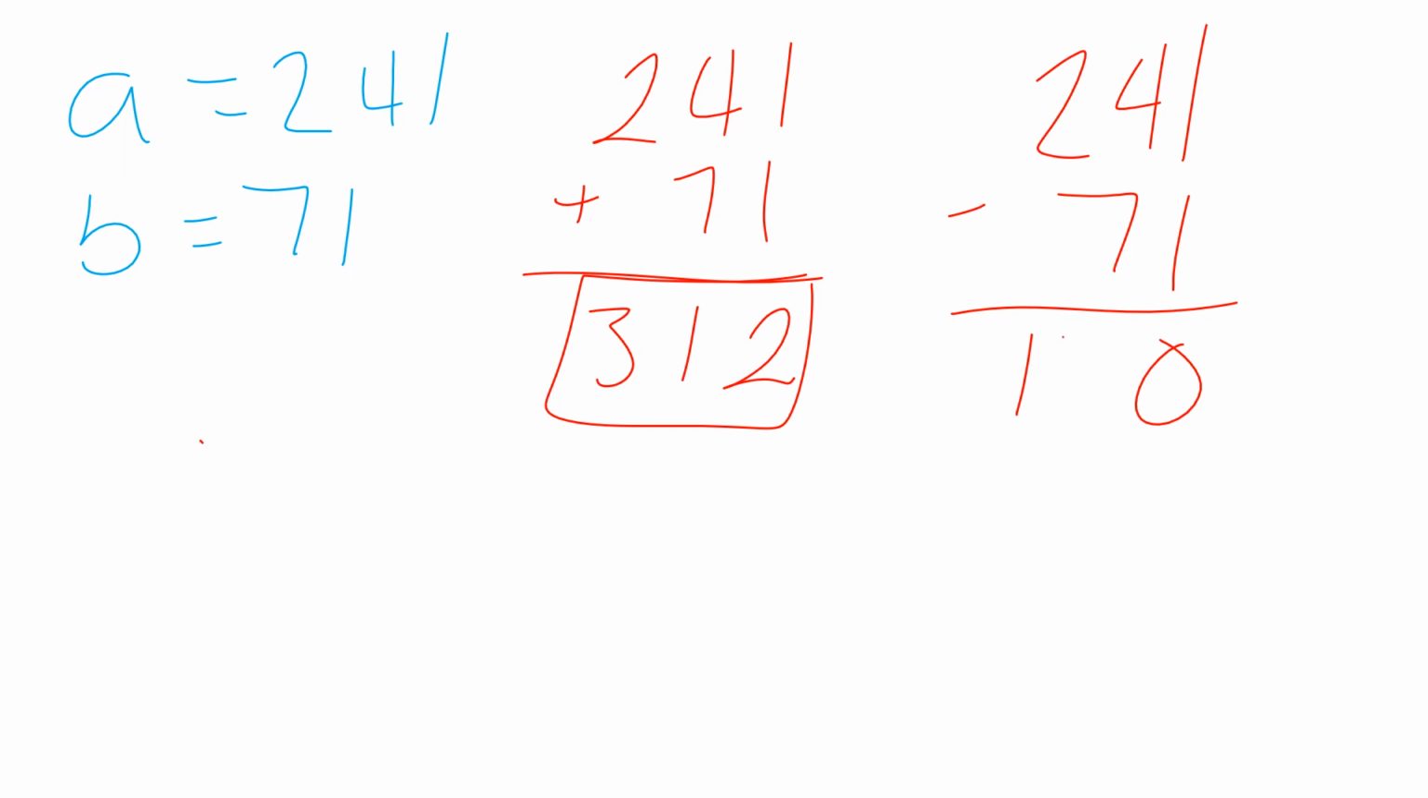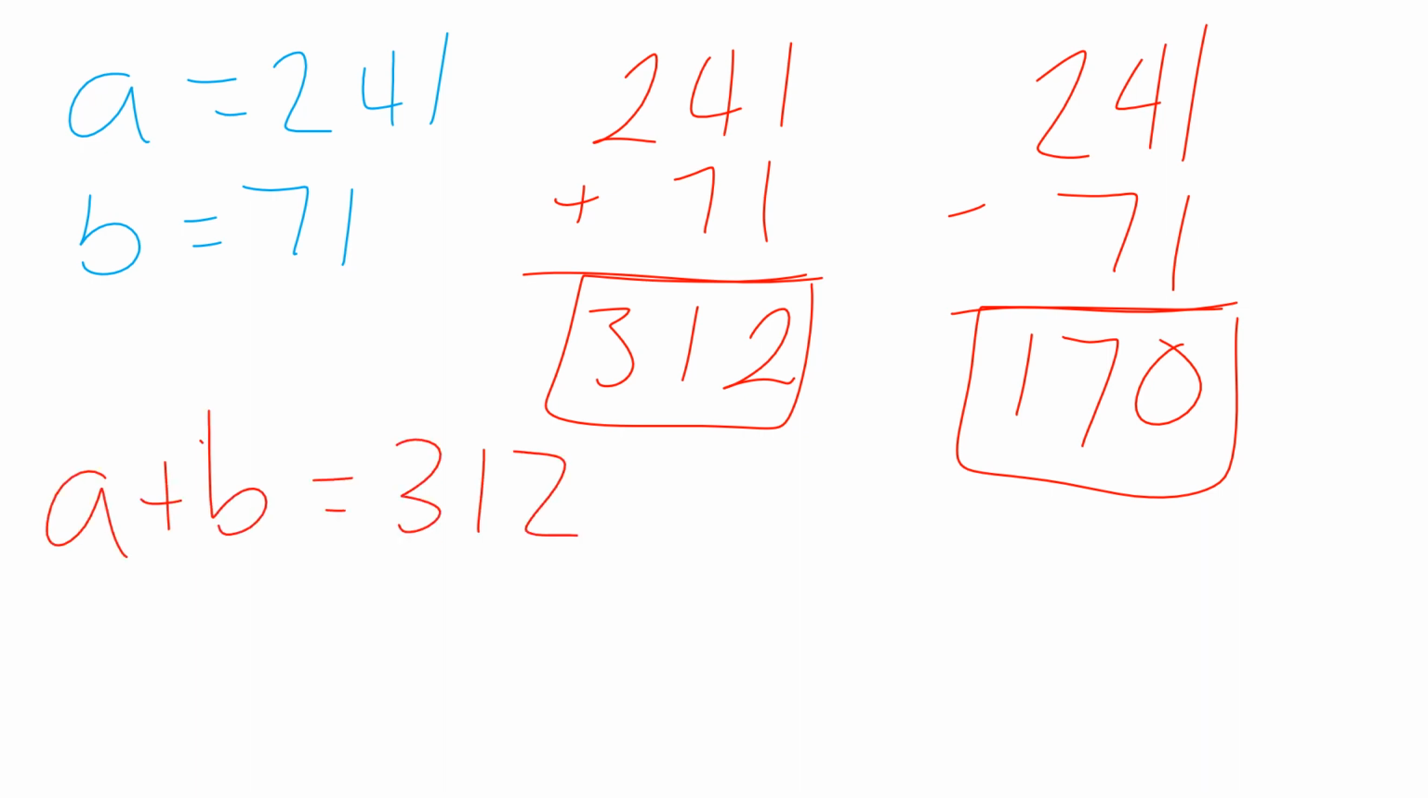24 minus 7 is 17, so I have 170 and 312. And so our original equation was a plus b is equal to 312, a minus b is equal to 170, and so it works out. So knowing that this method is there and it's incredibly easy, let's go ahead and attack another problem and see if we can do the same thing.